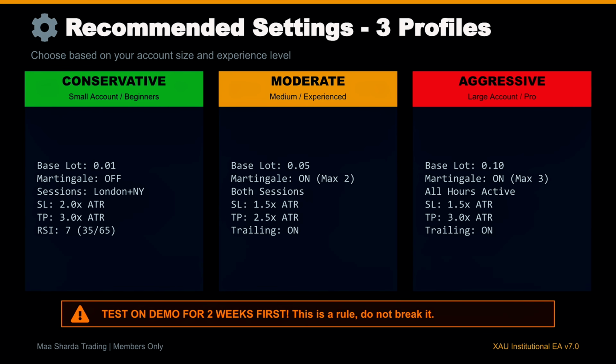We offer 3 recommended settings profiles: conservative, moderate, and aggressive. Choose the profile that matches your account size and experience. Remember this rule: always test on a demo account for 2 weeks first, regardless of your chosen setting.